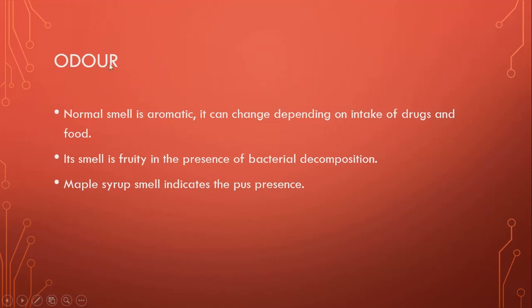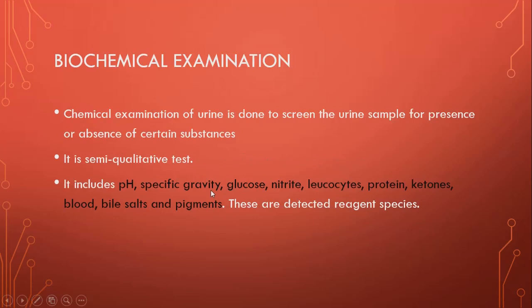Okay, now the odor or the smell. So the normal smell is aromatic. It can change depending on the intake of drugs and food, and its smell is fruity in the presence of bacterial decomposition. Maple syrup smell is a specific type of smell which indicates the presence of pus in the urine.